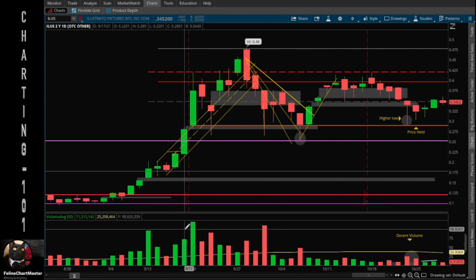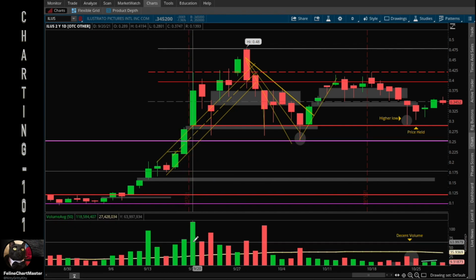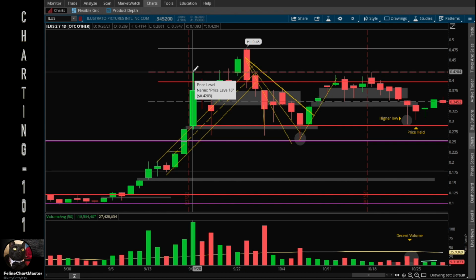Next day, huge volume, bigger candle. Next day, even bigger volume, even bigger candle, even though it did have a bit of a pullback from its all-time high over there, which was around 42 cents on that day.